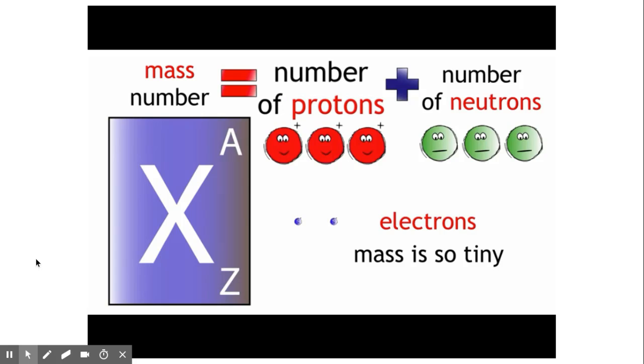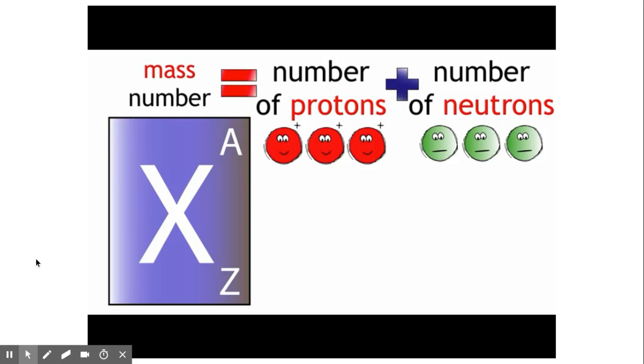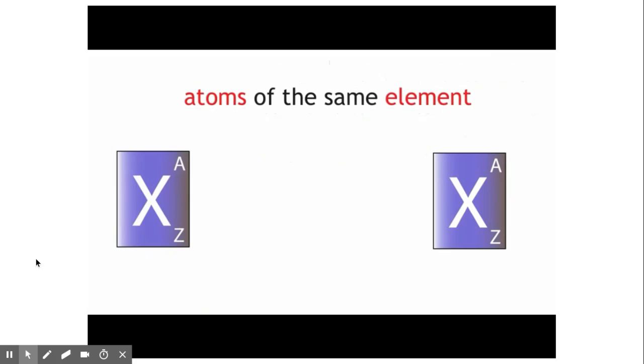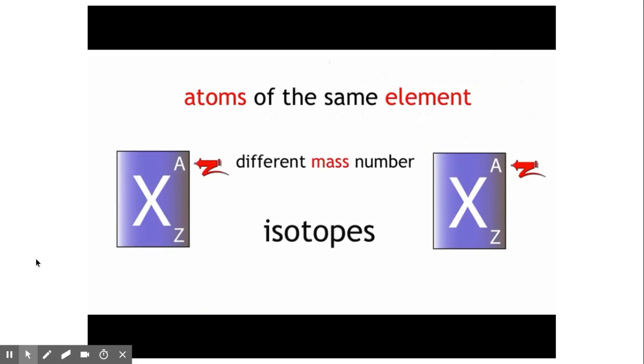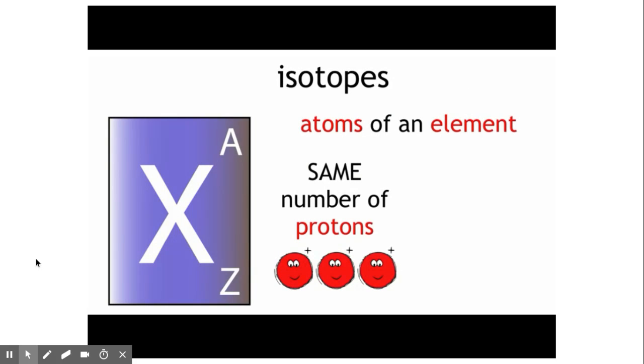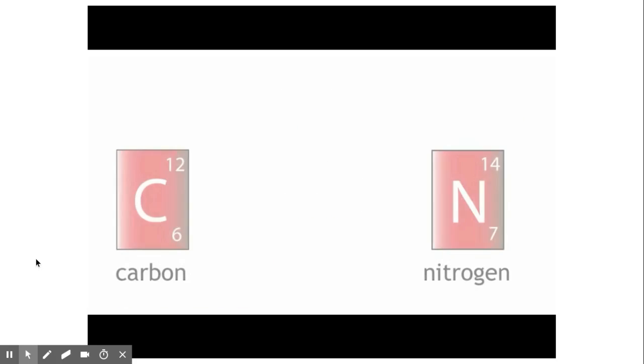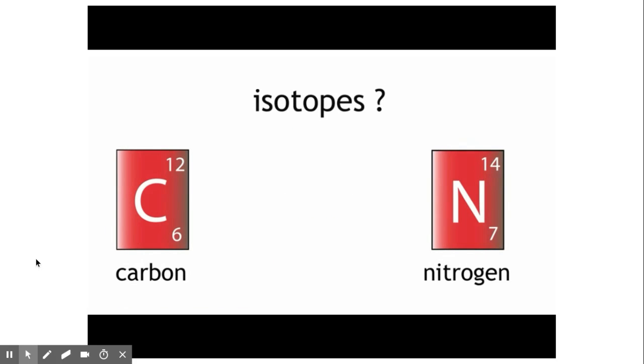If the number of protons always stays the same in a particular element, and we are ignoring the mass of electrons, it must mean the number of neutrons is causing the difference in mass. Atoms of the same element with a different mass number are known as isotopes. They are defined as atoms of an element which have the same number of protons but a different number of neutrons. If we look at carbon and nitrogen, are they isotopes?